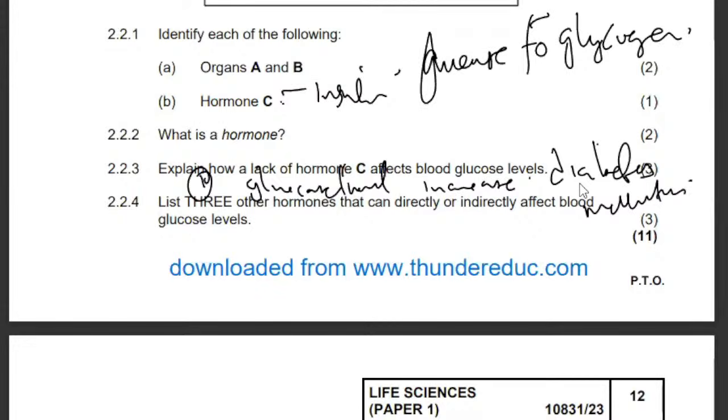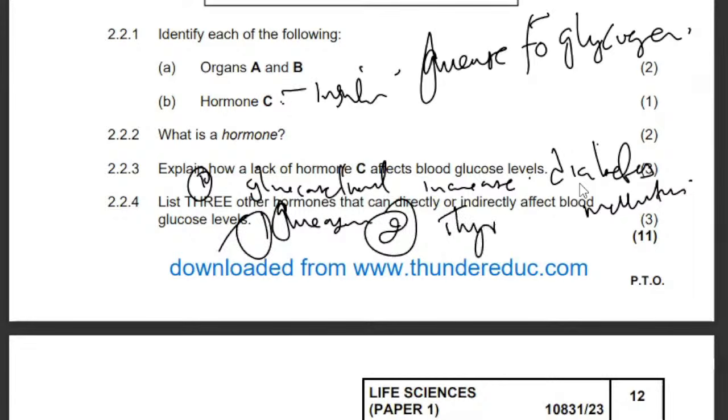List 3 other hormones that can directly or indirectly affect the blood glucose level. So basically here, you're going to have glucagon. This one increases the blood glucose level when it's low, meaning that it stimulates the liver to convert glycogen back to glucose. That's number 1, glucagon.